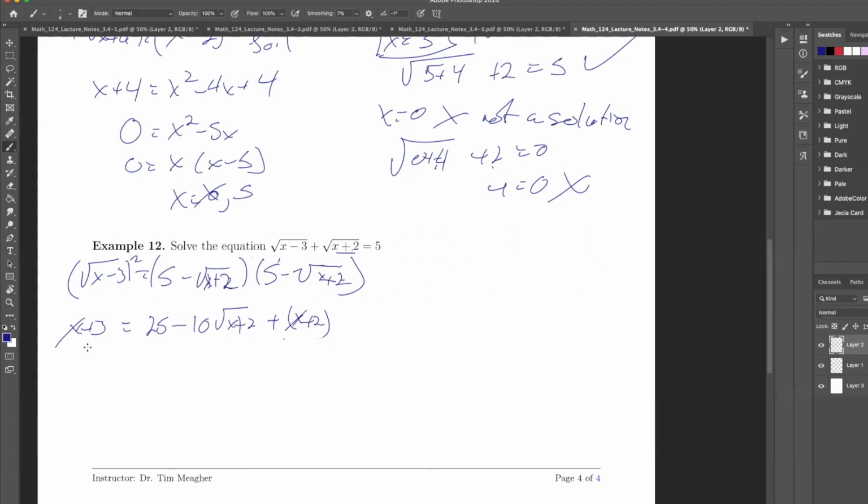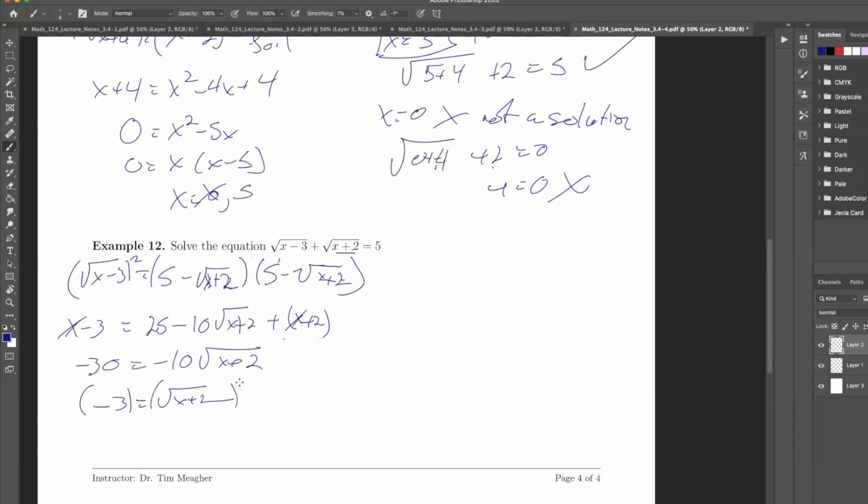So it'd be minus, oops. I wrote plus 3, didn't I? I didn't copy any of this correctly. The square root of x minus 3 squared is x minus 3. If I have an x on both sides, I can cancel the x on both sides. So this would be minus 2, so that makes it negative 5, and this becomes minus 25, so this would be minus 30 equals minus 10 square root of x plus 2. Okay. Then I divide out the negative 10, so this becomes minus 3 square root of x plus 2.